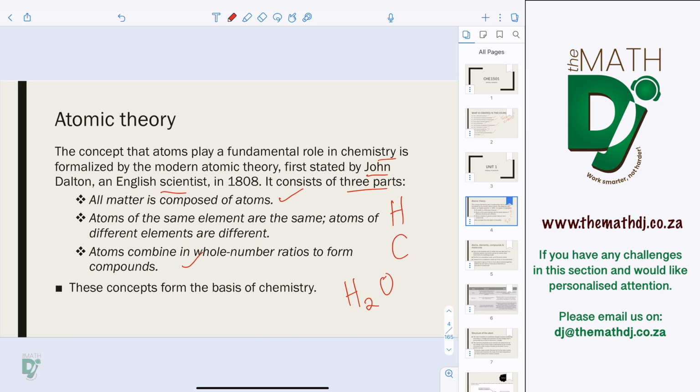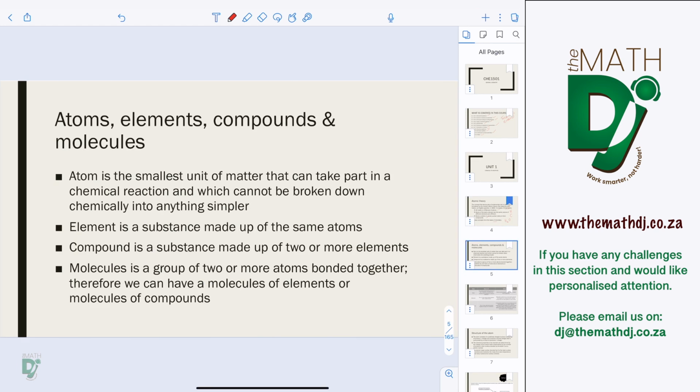So all matter is composed of atoms. Atoms of the same element are the same, and atoms of different elements are different, and atoms combine in whole number ratios to form compounds. These concepts form the basis of chemistry. So let's move on. Atoms, elements, compounds, and molecules.